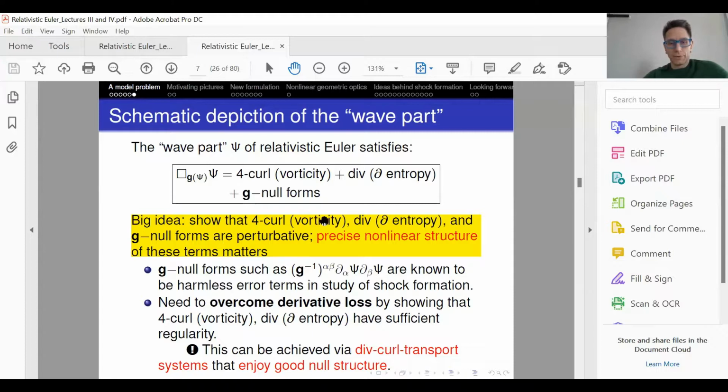How do you avoid the derivative loss? The short version of the story is that there's something like div-curl transport systems for the vorticity and entropy. So there's an additional structure: for these terms, you can gain an extra derivative by studying a Hodge system, div-curl, but it's not really a Hodge system. It's like a transported Hodge system. And the transport part of the flow has a good null structure. So you basically have these null forms, and basically everything good happens.